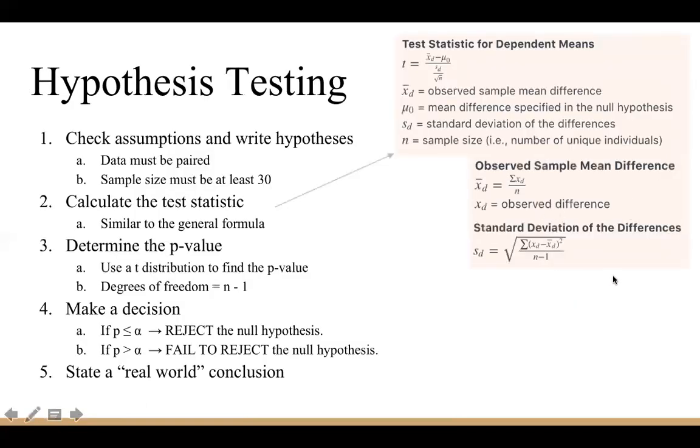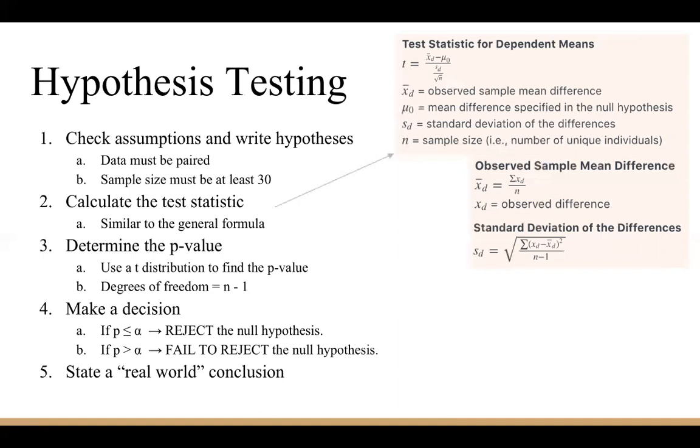Hypothesis testing can get a little more complicated with the number of formulas used to calculate the test statistic, but again, our assumptions, the only difference here is that the data must be paired, and then our sample size must be at least 30. And then once we pass those assumptions and write our hypotheses, you're going to have to calculate your test statistic based on your standard deviation and the difference in means.